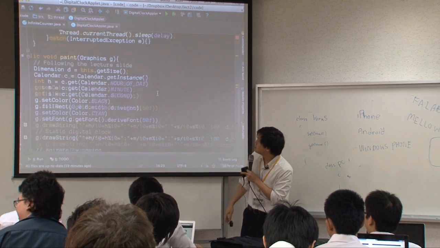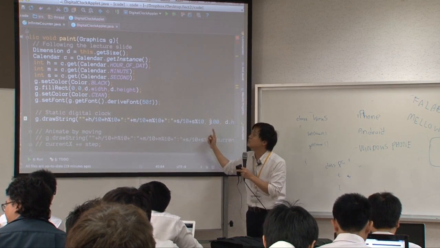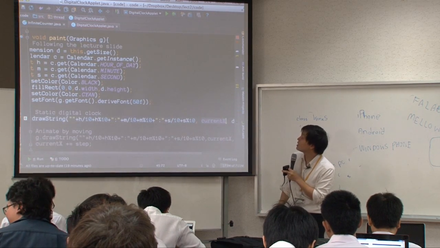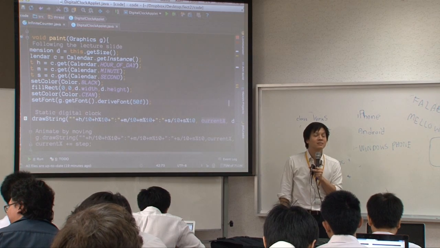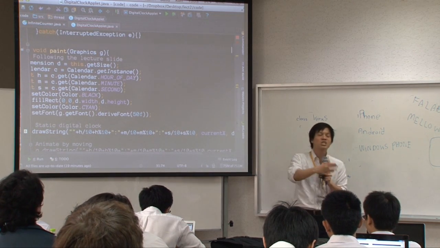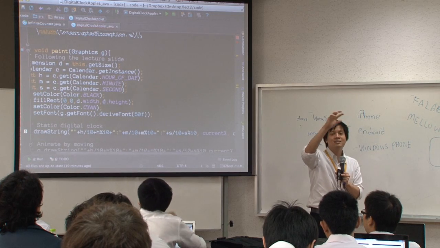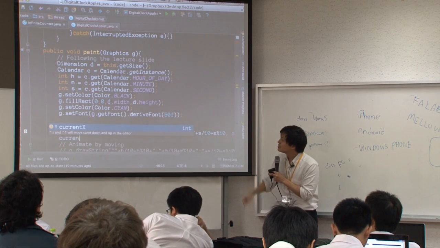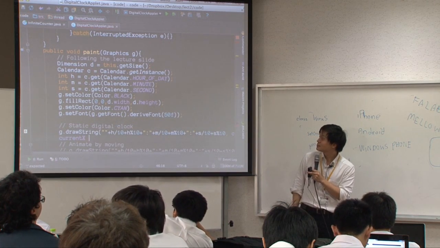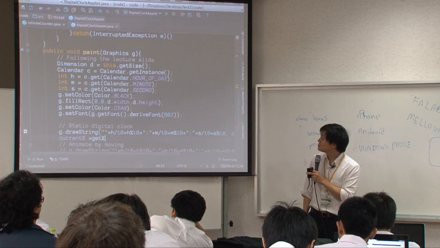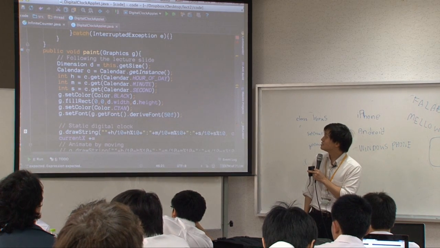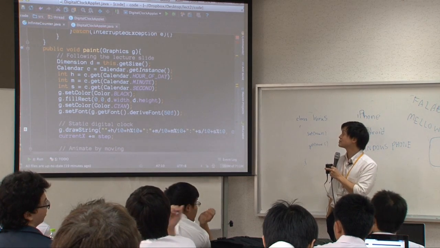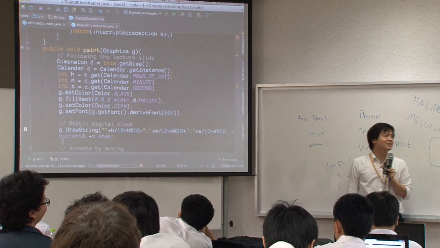So we change this value to current x. Is that all we do? We need to update, right? In order to make animation: repaint, sleep, update, repaint, sleep, update, repaint, sleep, update. Okay, that's it.